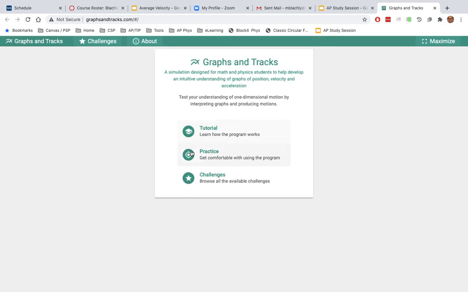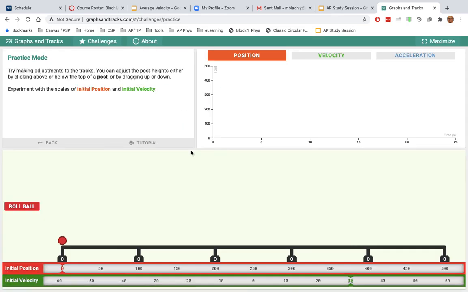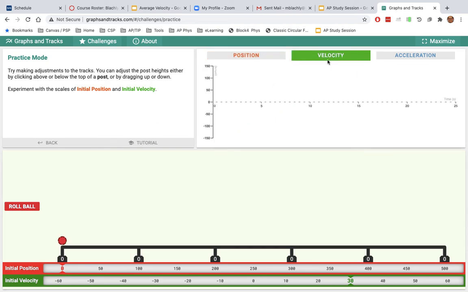So when you go to graphsandtracks.com, you can get a practice sandbox where you can just kind of play around. And what happens is you can roll the ball, and as the ball rolls, it creates the graph of its motion right here, okay? And you can look at the position versus time graph. You can click up here and look at the velocity versus time graph. So in this case, the velocity is constant, it's not changing. And you can look at the acceleration versus time graph. So in this case, because there are no hills, this thing does not accelerate. It's zero the whole way.